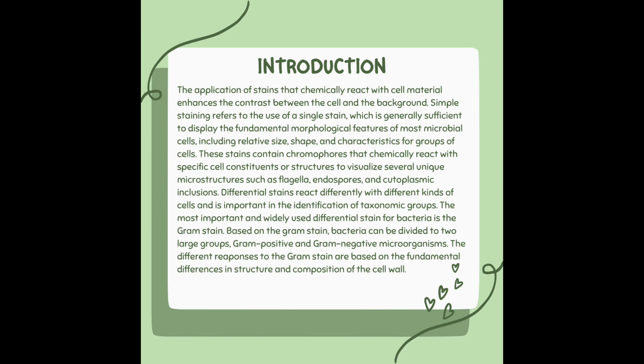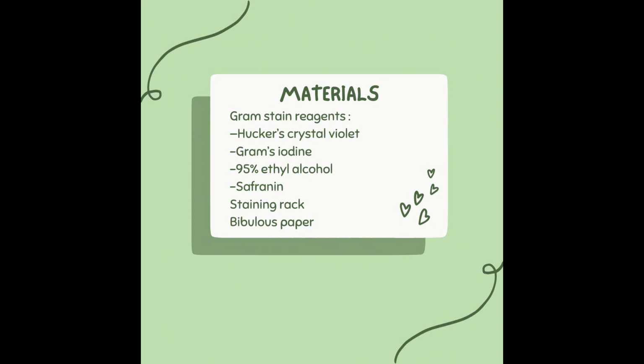wall. Materials used in this experiment are gram stain reagents, Harker's crystal violet, gram's iodine, 95% ethyl alcohol, safranin, staining rag, and bibulous paper.